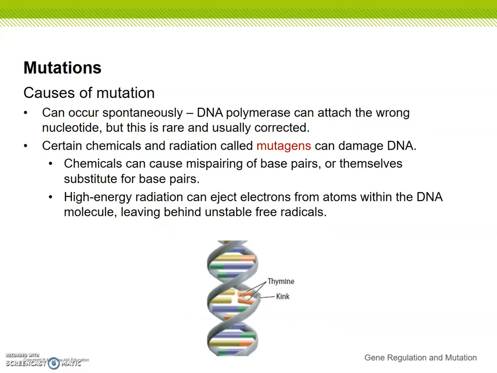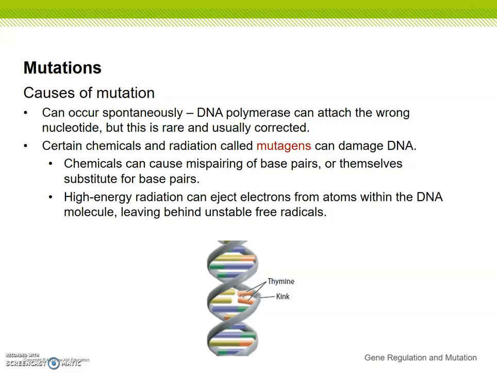Now, mutations have many causes. They can occur spontaneously. DNA polymerase can attach the wrong nucleotide, but this is super rare, and usually it corrects itself. And then certain chemicals and radiation, these are things called mutagens. They can damage DNA. So anything that can cause harm to DNA is called a mutagen, in the sense that it can cause harm and create a mutation.